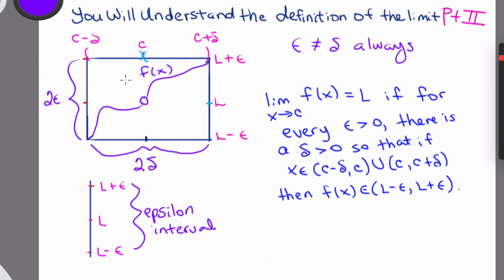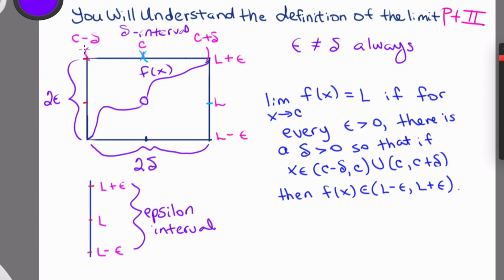Notice when we created our tiny intervals using delta and epsilon, for example, the interval on top, the open interval from c minus delta to c plus delta, excluding c, we call this the delta interval. We also have an epsilon interval, this interval here from L minus epsilon to L plus epsilon. You can see that here as well.